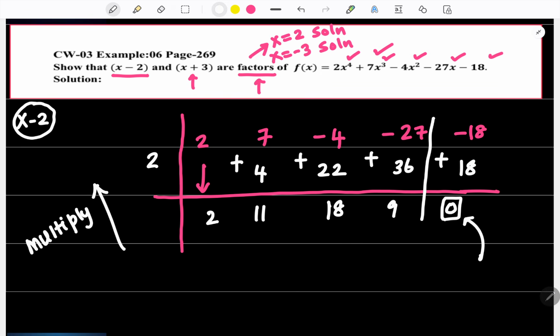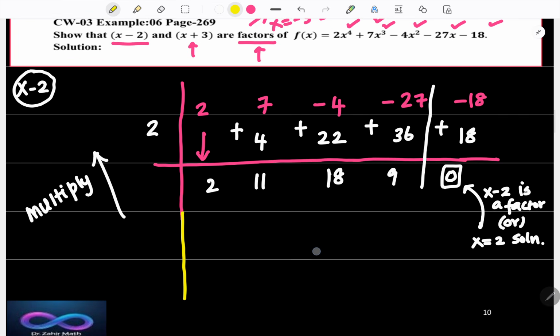So if you get 0, what is your answer? x minus 2 is a factor, or another way, x equals 2 is what? A solution. Not only one question, we have 2 questions there. The next is what? x plus 3 is also a factor. You need to check. Again, you're going to continue. Clear?